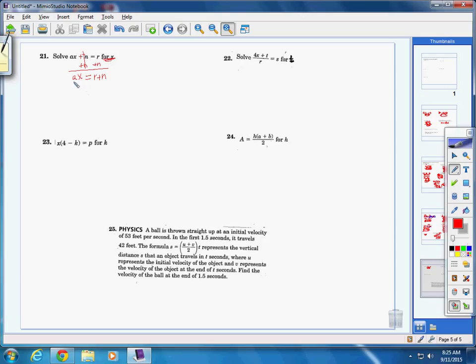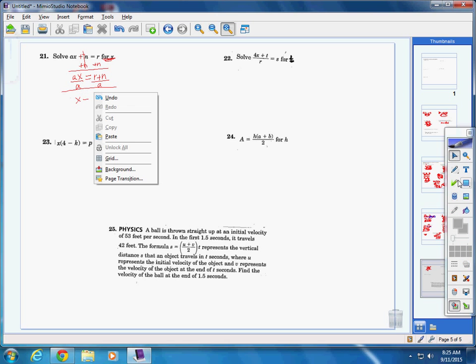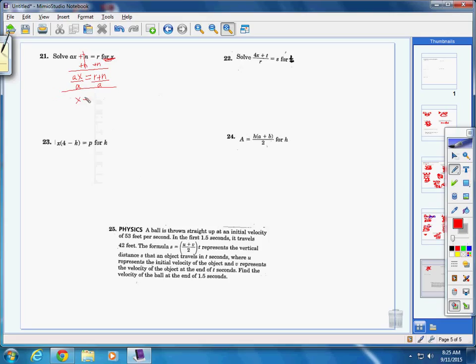And then to get x by itself, you want to get rid of its coefficient, which is a. So please divide by a on both sides, and you're left with x equals r plus n over a. R plus n over a. That's what we wanted. Very good.